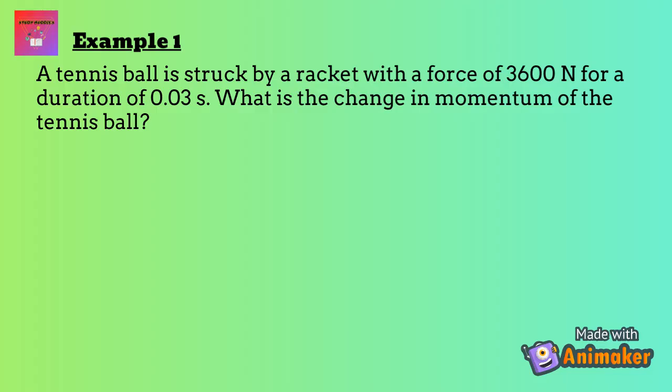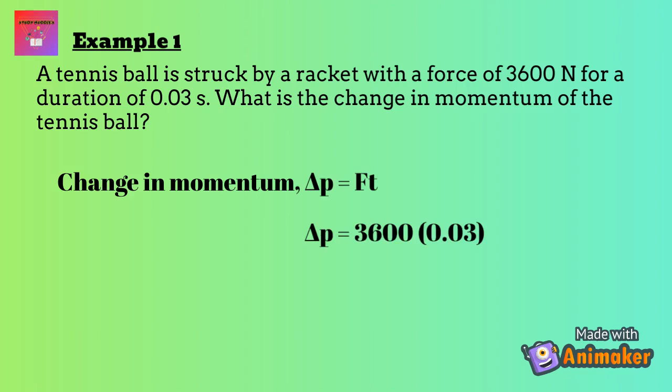For a better understanding, let's look at a sample question. A tennis ball is struck by a racket with a force of 3600 Newton for a duration of 0.03 seconds. What is the change in momentum of the tennis ball? Okay, this is a direct question, so all you have to do is apply the formula. Change in momentum is equal to Ft. Substitute the values into the equation and solve it. And with that, you will get change in momentum equals 108 Newton second. Don't forget to write the SI unit at the end of your working.